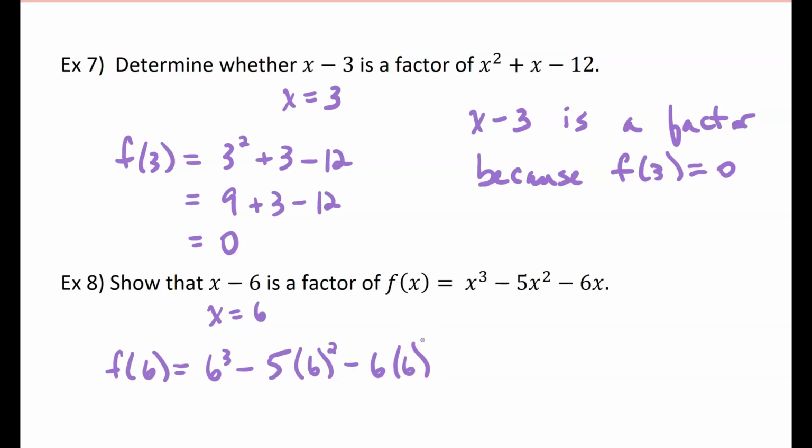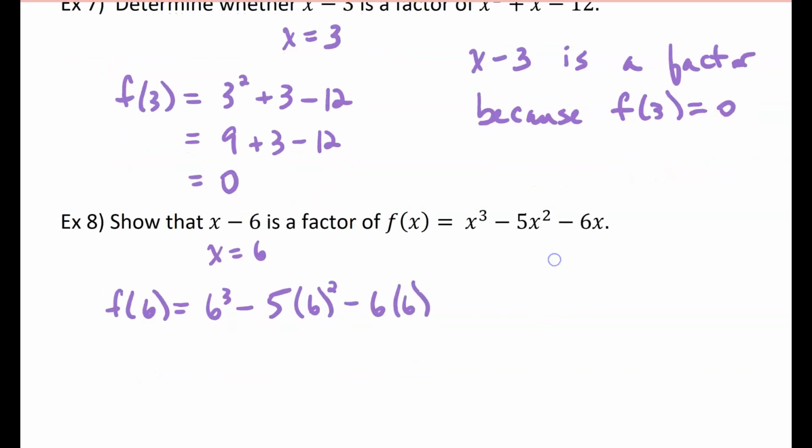Okay, so I'm looking at that and I'm like, ugh, 6 cubed? Or how about 36 times 5? These are kind of larger numbers that I would prefer not to have to do, because I'd have to do the multiplication out on the side. So what is another quick way we could check without using the factor theorem?